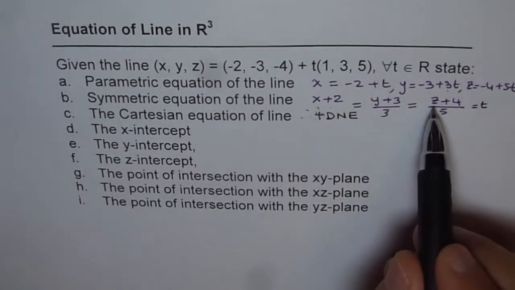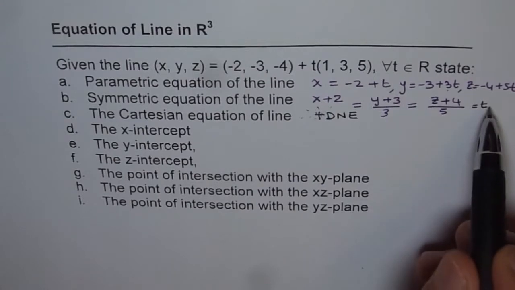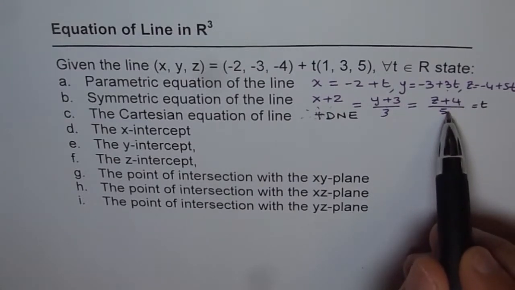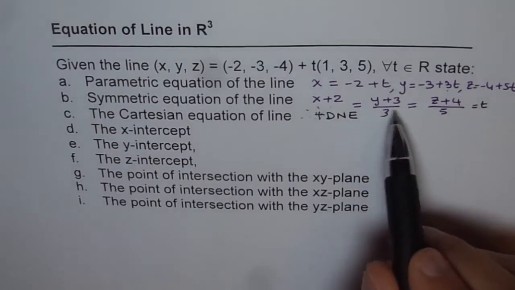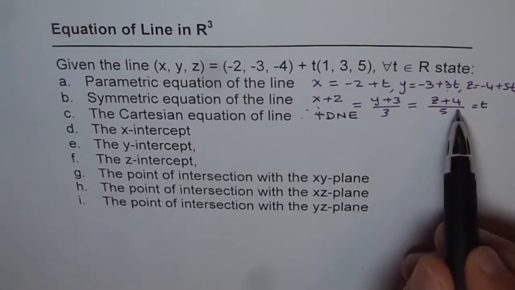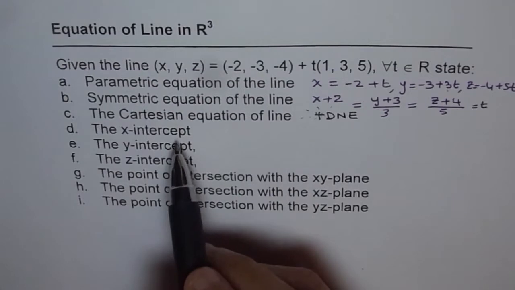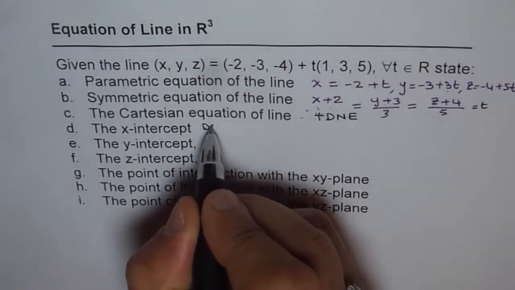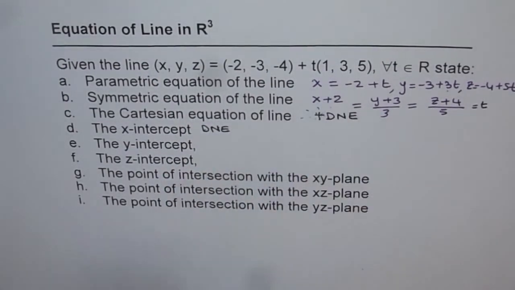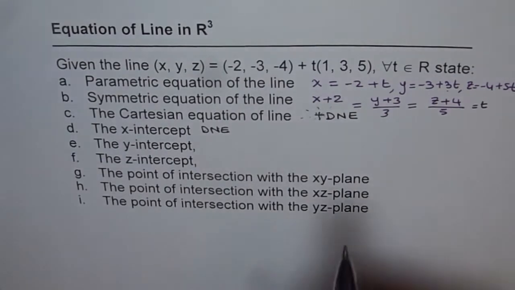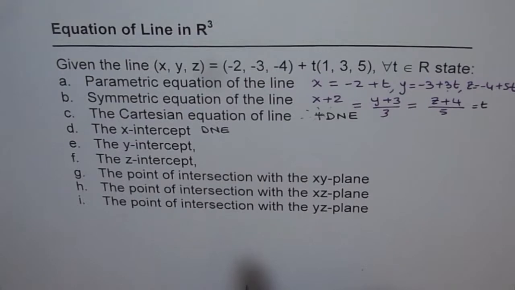So if I put z equals to 0, t value is 4 over 5. But if I put y equals to 0, I get a t value of 3 over 3. But these two values are not same, right? So x-intercept does not exist, right? So it will not exist for this particular case, right? Sometimes the lines may cross from x-intercept and y-intercept, but in this particular case, it does not exist, right?